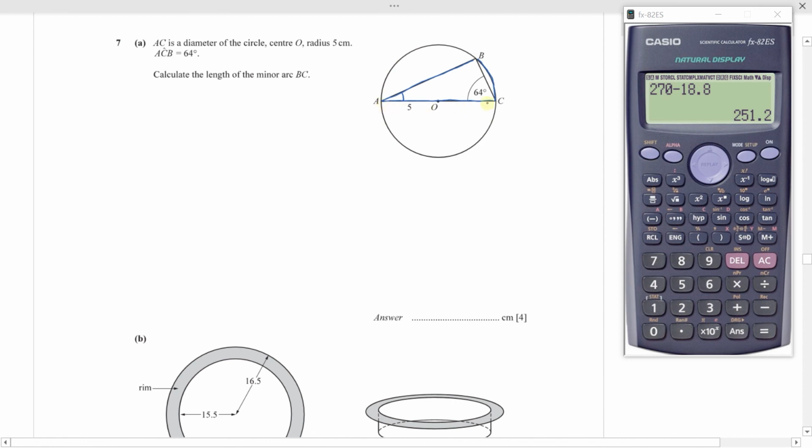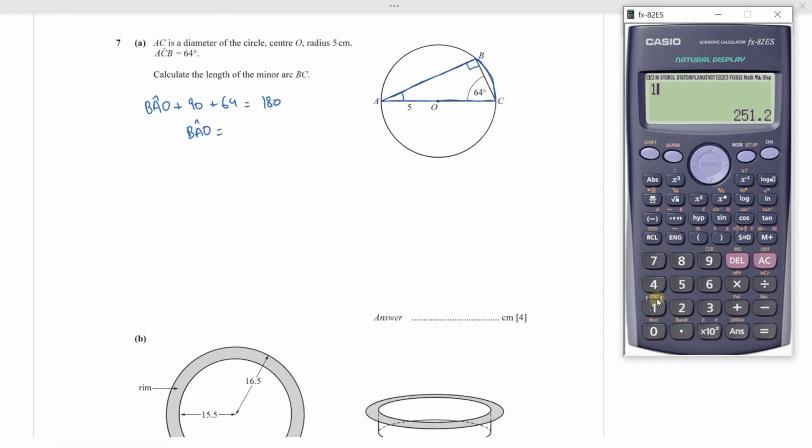Since AC is the diameter, this angle will be 90 degrees, because we know that the angle subtended by the diameter on the circumference of the circle is 90 degrees, also called the angle in a semicircle. So now angle BAO plus 90 plus 64 should equal 180 degrees. So angle BAO equals 180 minus 64 minus 90. So this is 26 degrees. So this angle here is 26 degrees.